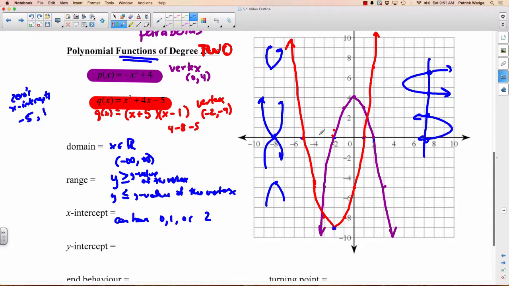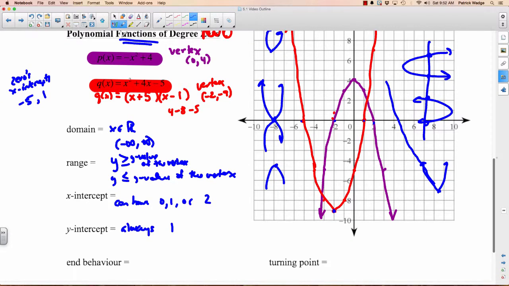Y-intercept? There will always be one. Even if I have a parabola here and you're like, that doesn't cross the y-axis, this gets wider and wider and wider, and somewhere way up there it will cross. So always one of them. And if it's written in the form y equals ax squared plus bx plus c, which is general form, then the y-intercept is at c, as long as it's written in that form.